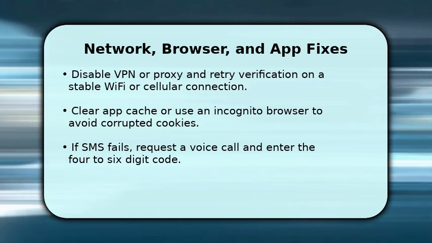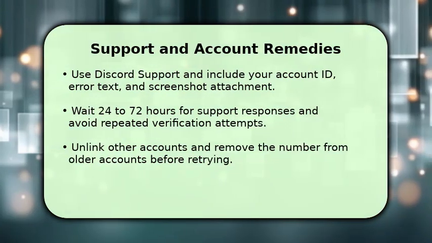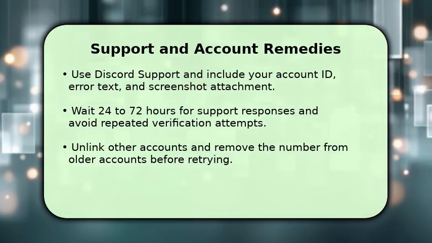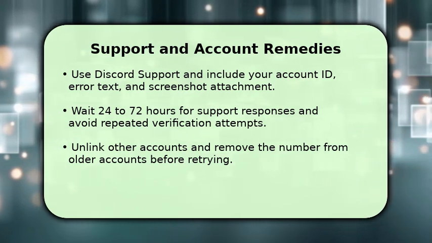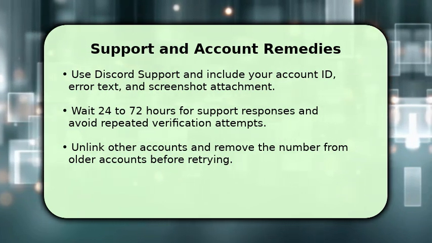If SMS fails, request a voice call and enter the 4 to 6-digit code you receive. When local fixes fail, submit a ticket to Discord support with clear details and attachments. Use Discord support and include your account ID, error text, and screenshot attachment. Mention the exact phone format you attempted and your country code.